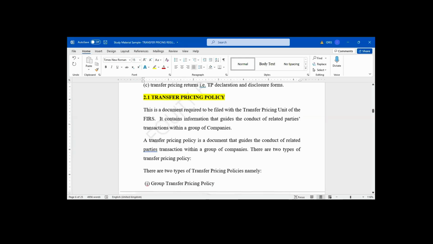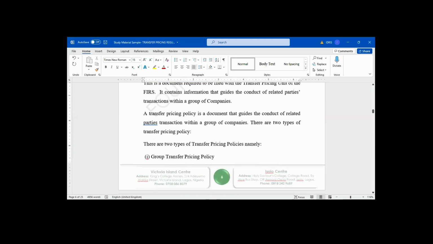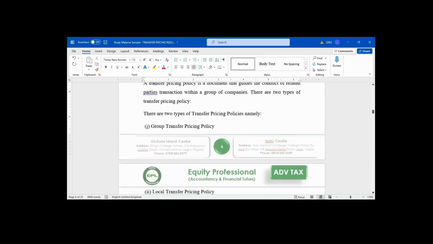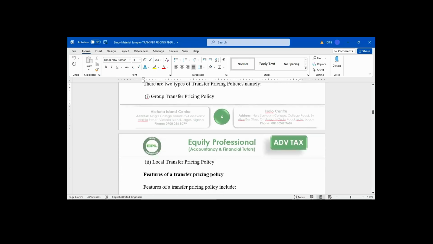However, there are two types of transfer pricing policy. We have the group transfer pricing policy. That is the transfer pricing policy for the whole group of companies, for instance the transfer pricing policy for Dangote Group. While the second one is the local transfer pricing policy. This one is a transfer pricing policy that is unique to only one company.